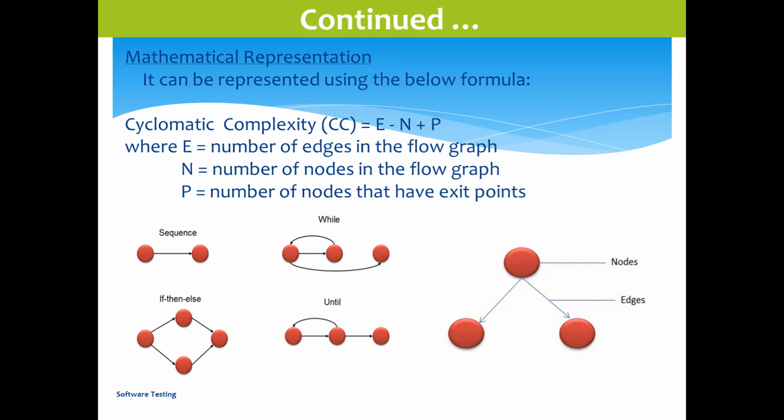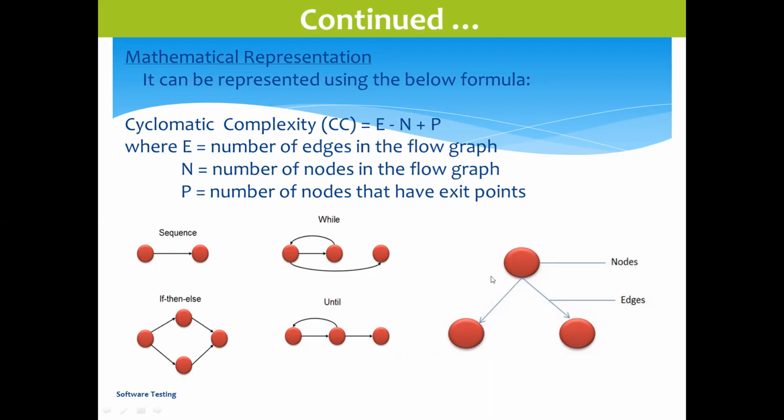So the node will be the condition part, and the edge is how it is connecting in different paths. So this first node is split into again two nodes. So here the path is called an edge, and the condition is called a node. So nodes are denoted by N, edges are denoted by E, and one formula is there for the cyclomatic complexity: E minus N plus P.